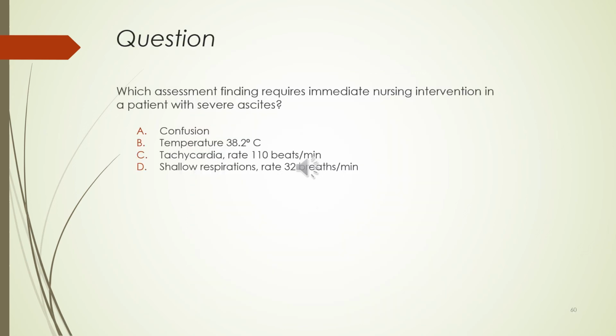So our question is, which assessment finding requires immediate nursing intervention in a patient with severe ascites? A, confusion; B, temperature elevation; C, tachycardia of 110 beats per minute; or D, shallow respirations at 32 breaths per minute. Because ascites increases abdominal distension and interferes with lung expansion, compromising ventilation and oxygenation, our correct answer here is D. It has to do with our airway, of course, and so we want to make sure that we address that situation first.